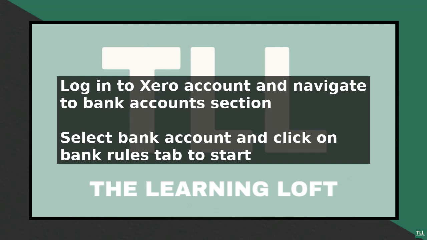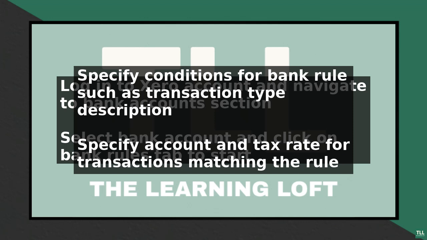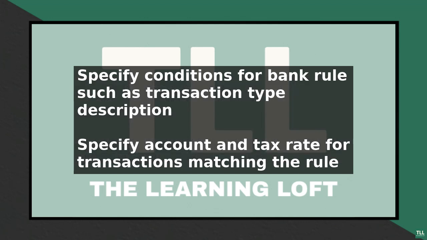You can also specify the account and tax rate to be applied to the transactions that match the rule. For example, you can create a rule to automatically code all transactions from a specific supplier to the office expenses account. Once you have specified the conditions and actions for the rule, click Save to apply the rule to your bank account. Xero will then automatically apply the rule to all existing and future transactions that match the conditions.